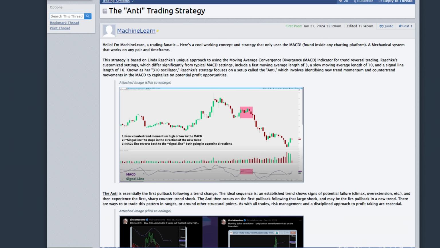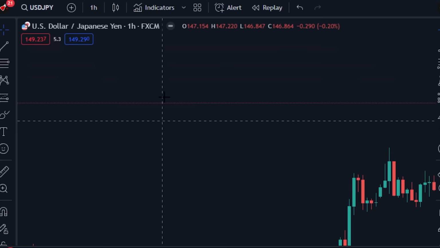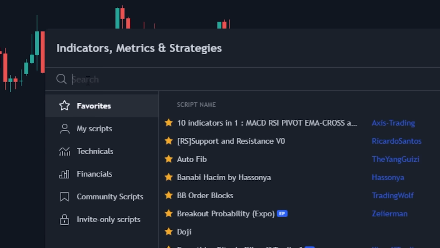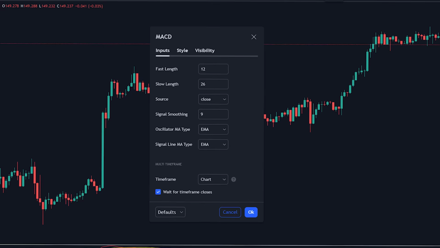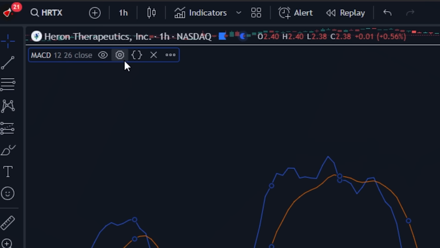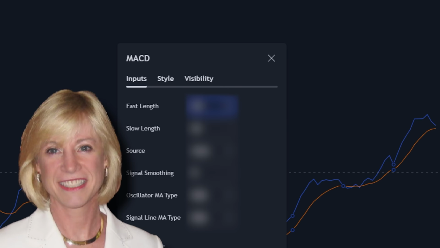So let's add it to our chart. To do this, go to TradingView. If you don't yet have it, I'll leave a link in my description. Go to the indicators tab and type in MACD. Click this one right here. Now, when you first add the indicator to your chart, the settings of it will be these default settings. While doing my spying on Linda, I noticed she completely changed these numbers to best suit her strategy. So let's do the same.